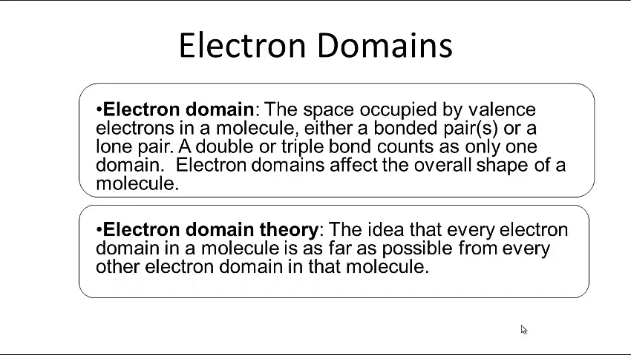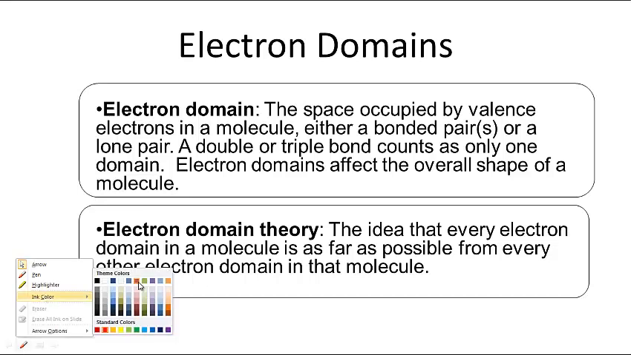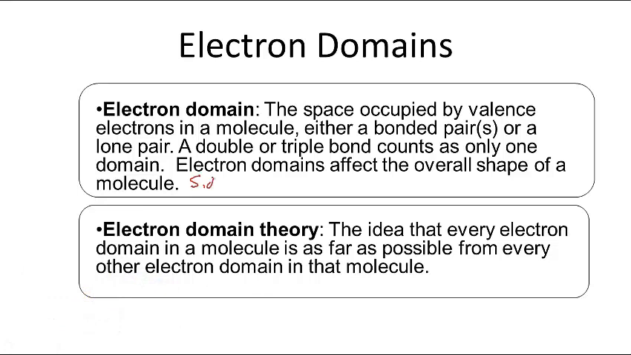I think of domains as, what color should I use? I'll use red. As sides covered by valence electrons. That's probably the way I'm going to describe it more simply. How many sides are covered in your Lewis dot structure, your structural formula, by valence electrons?